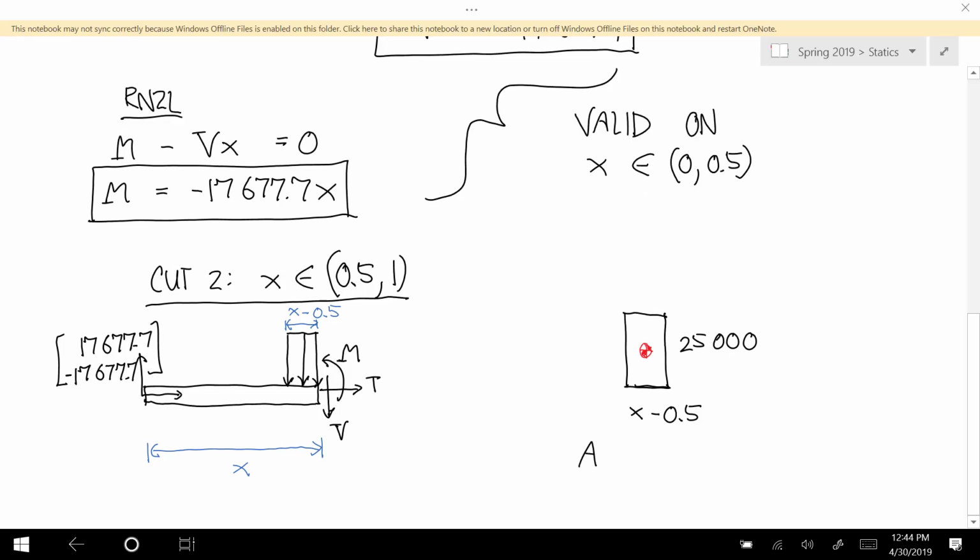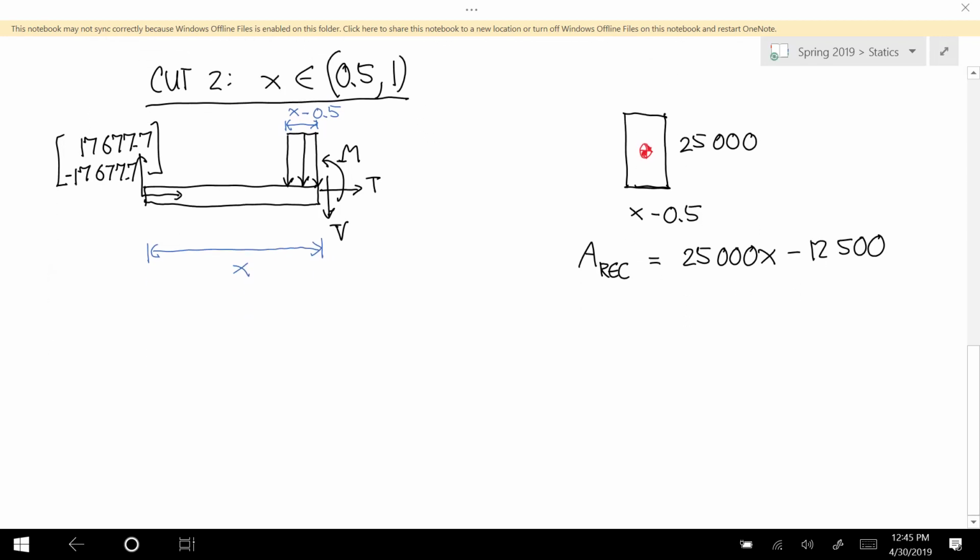The area of this rectangle is the product of the width and the height. So that's 25,000x minus 12,500. And so I'll redraw this free body diagram now with the distributed load represented as a point force.